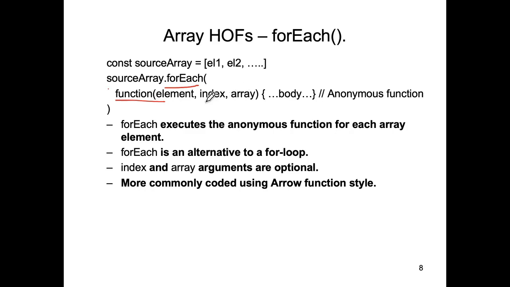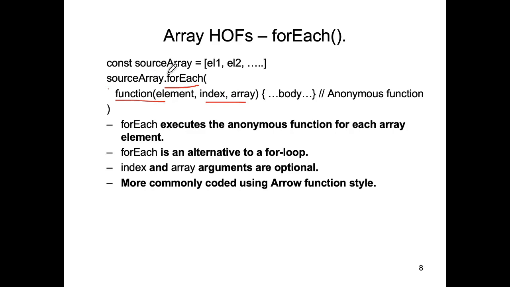Often these two arguments here are not used at all. We're only interested in the first one. And in the body of my anonymous function, you can do whatever you want to. Typically, in the body, you're doing something to the element that's being passed in. Now, by doing something, I mean not changing it as such. Typically, you might be checking some characteristic of it or just console logging it out to the screen.